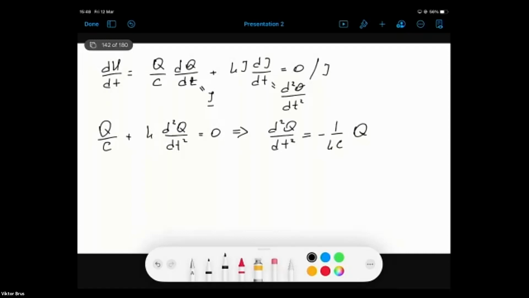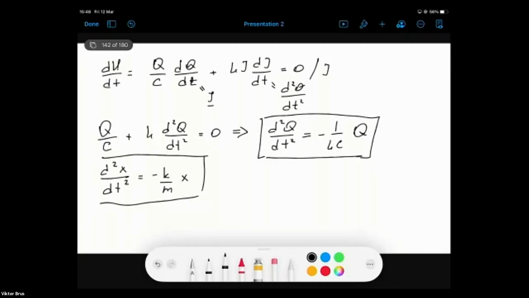So this differential equation which we got here is similar to the differential equation for mechanical oscillation of this block spring system, where we had d square x over dt square equal to minus k over m x. So we already solved this equation in our Physics 1 course in detail, so we will not repeat that.